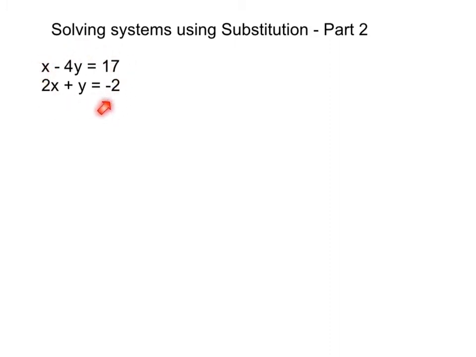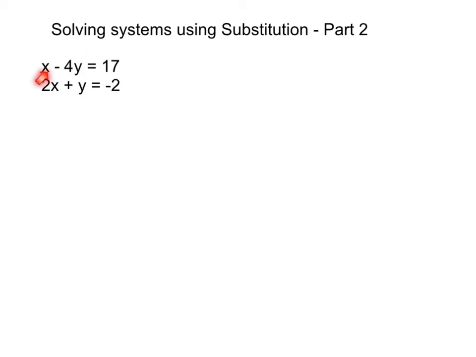So what I want you to look at is that you have 4 letters here. You have an x in the first equation, a y in the first equation, an x in the second equation, and a y in the second equation. You can solve your equations for any one of those. So there are 4 ways you can solve an equation. But what's going to happen is that you are going to end up with fractions if you're not careful.